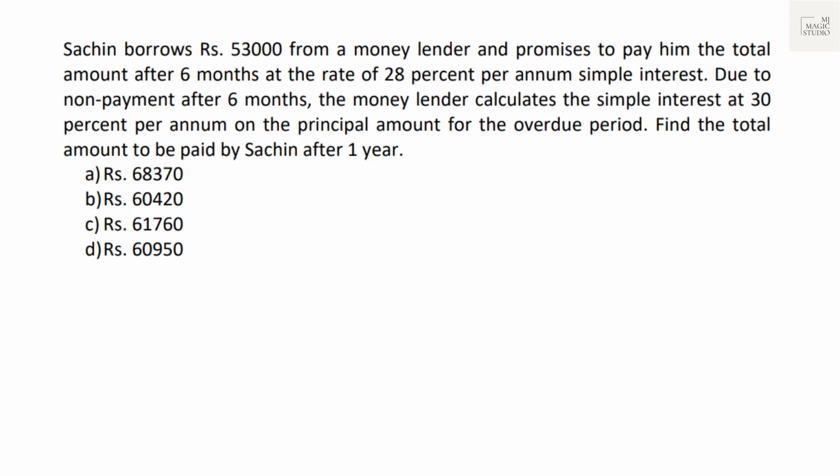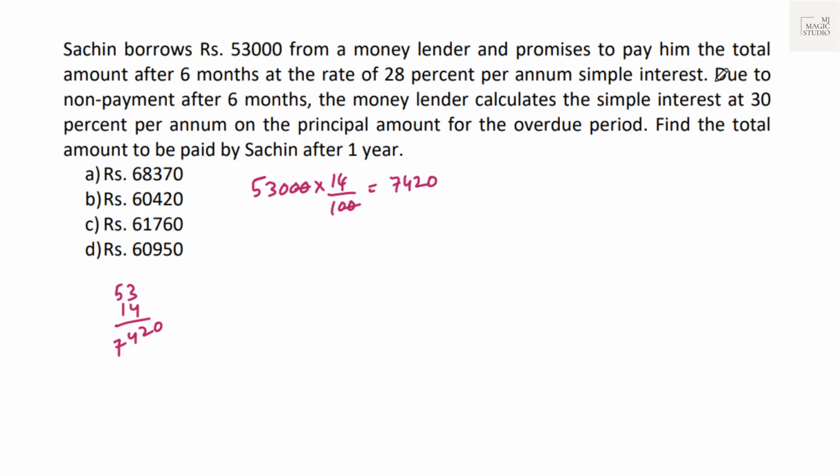Let's see what Sachin is doing with the money lender. Sachin borrows 53,000 from a money lender and promises to pay him the total amount after 6 months at the rate of 28% per annum simple interest. That means for 6 months he will pay 14% interest. 53,000 into 14% interest he needs to pay. 53 into 14, 12, 1, 21, 22, 7.